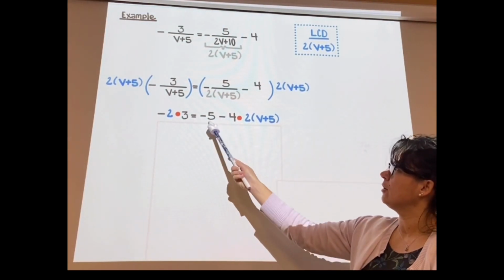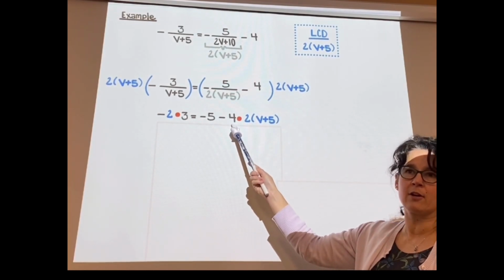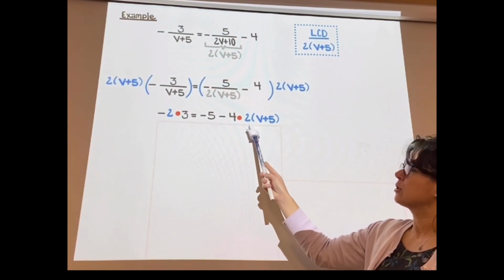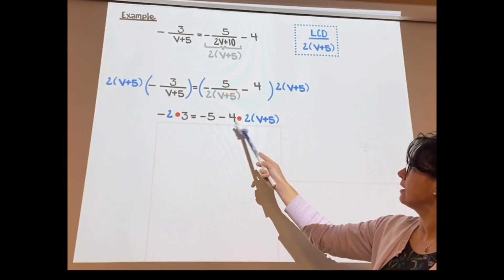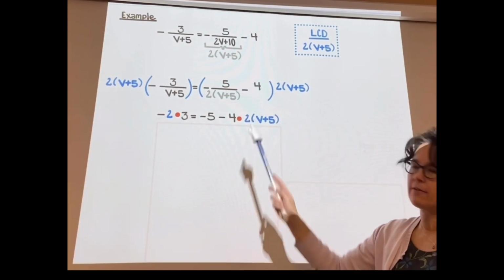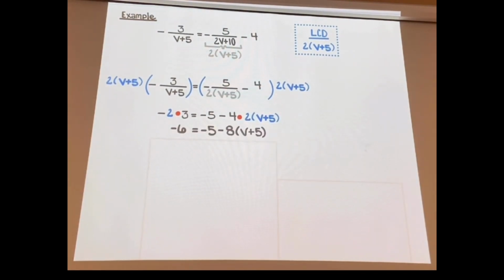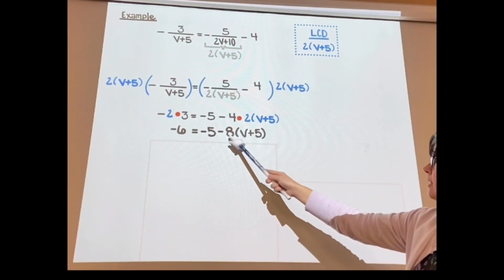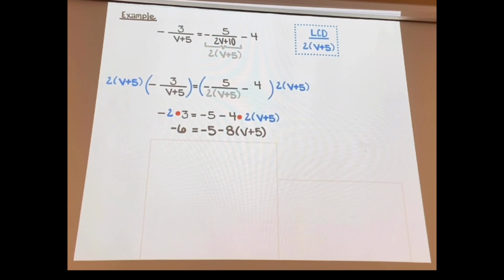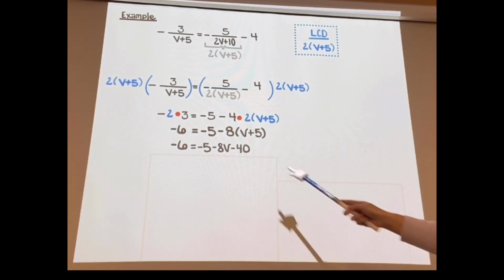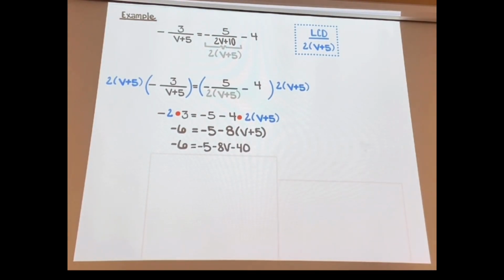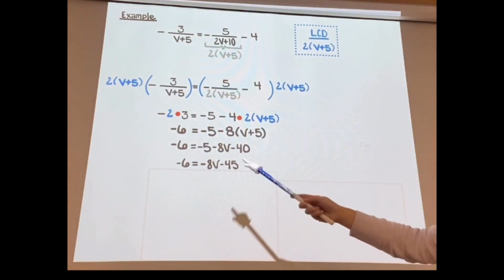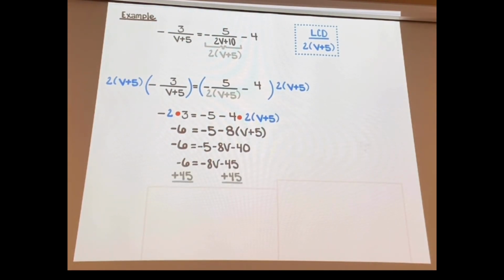Be careful, don't put those together. We need to multiply before, so negative 4 times 2 is negative 8. And then negative 8 times v is negative 8v. Negative 8 times 5 is minus 40. I can now put the negative 5 and the negative 40 together. Get negative 45, add over 45, and then divide by negative 8.